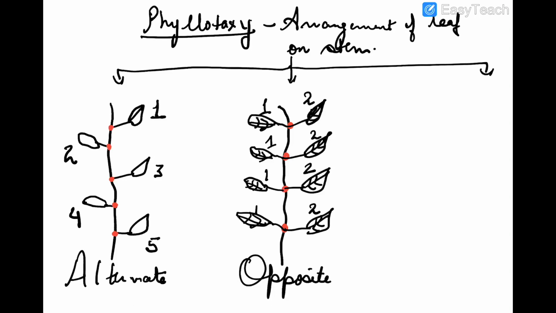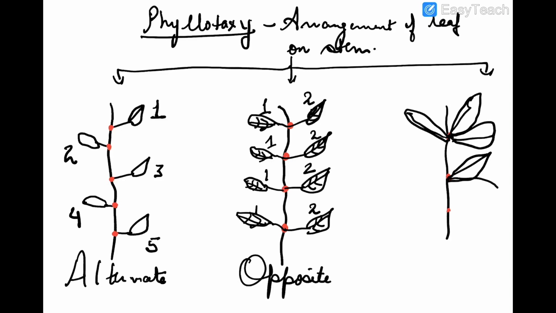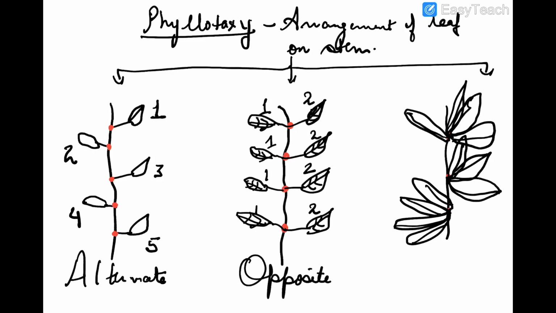And the third type of phyllotaxy is, if this is the stem surface and these are the nodes, then if more than one leaf arises from the nodes, more than one leaf have arisen from the nodes, so it is giving a whorled appearance. So more than one leaf have arisen from the node. Then this type of phyllotaxy, in which more than two leaves have arisen at each node to form a whorl, is known as whorled phyllotaxy.